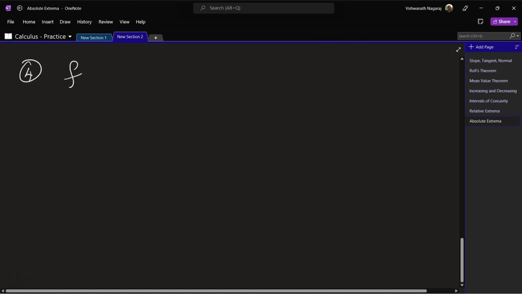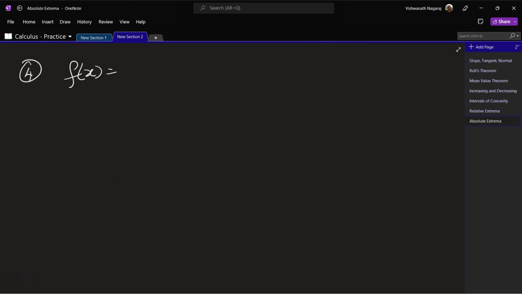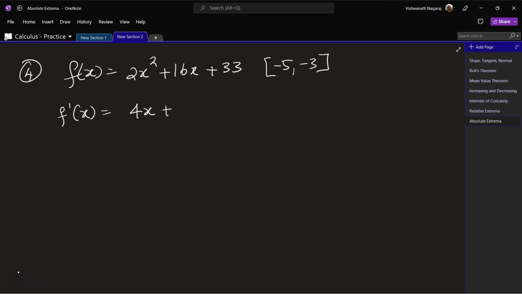Look at the fourth one. F of x is equal to 2x square plus 16x plus 33 in the interval minus 5 to minus 3. Okay. F prime of x will be 4x plus 16. Let's equate it to 0. We get 4x equal to minus 16, x equal to minus 4. And this belongs to this interval minus 5 to minus 3.